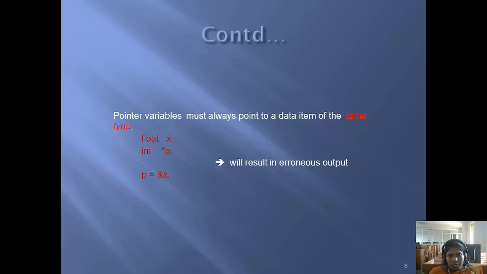And when we store the address of a variable in a pointer, we must be clear that the pointer variable as well as the variable whose address we are storing must be of the same data type. In this example we have float x, then we have an integer pointer. If I assign the float variable's address to this integer pointer, we will get an error message, because the pointer variable data type and the variable data type should match.